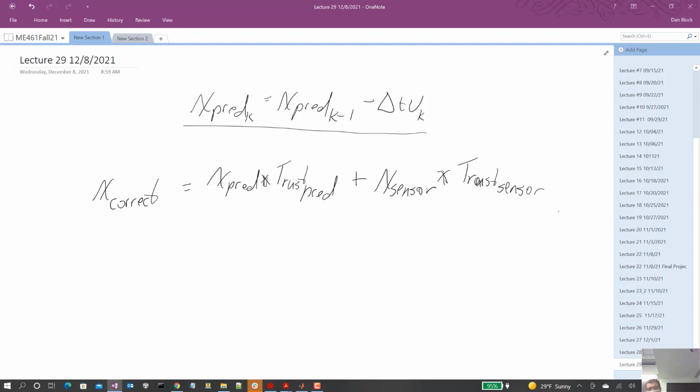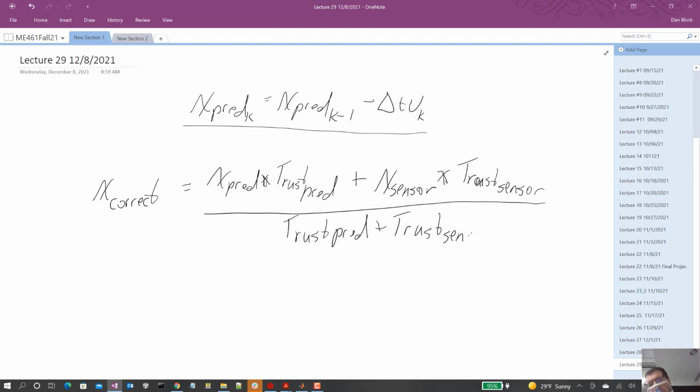Anyway, so we have that, and of course it's a weighted average, so it's divided by the total new trust which we have, which is trust of the prediction plus trust of the sensor.